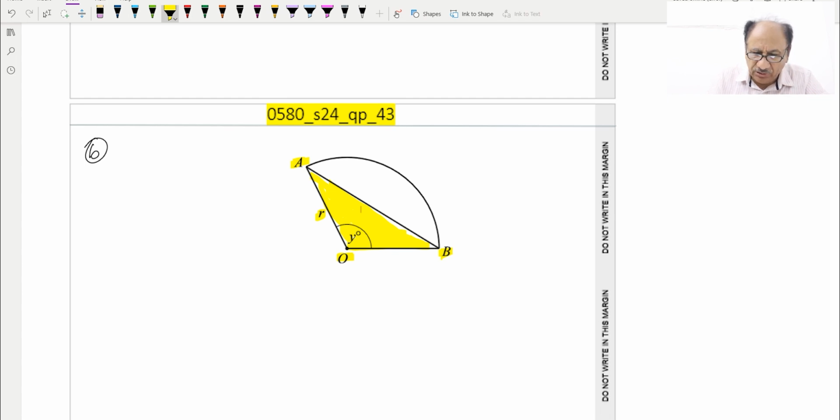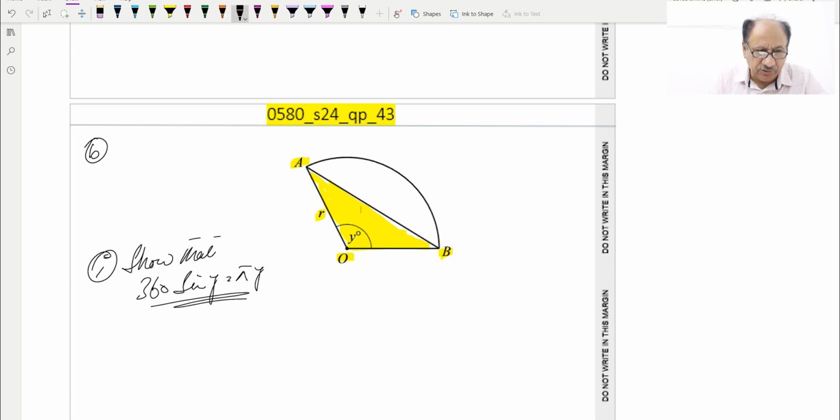Angle AOB is y degrees and is obtuse, so it means it's in between 90 and 180. So in part 1 we have to show that 360 sine of y is equal to pi y. This statement we need to prove.